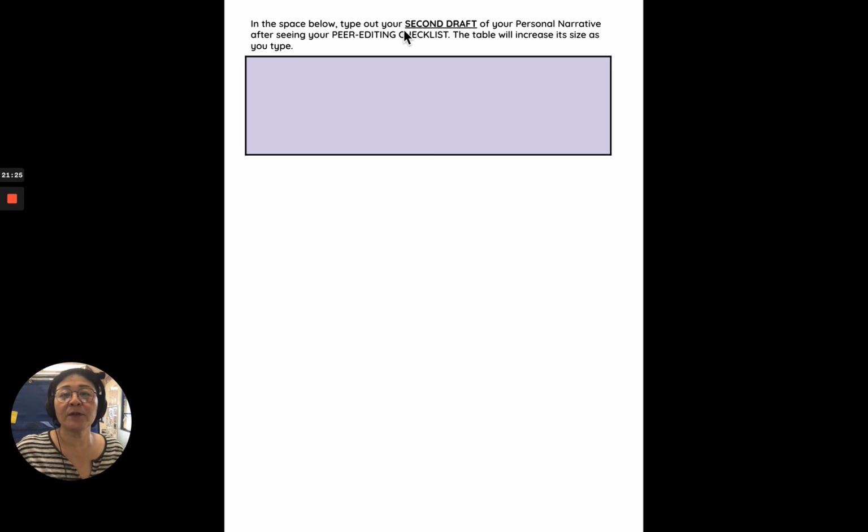Okay? In the space below, type out your second draft of your personal narrative after seeing your peer editing checklist. Again, the table will increase its size as you type. I want to remind you, your job when you're doing this is to help your classmates' writing get better. You telling them everything is perfect, it's 100% wonderful, no changes, that's not helping them make their writing better. Even the teachers, when we write things, we are always making corrections. I've already seen on this slideshow things I would want to correct.